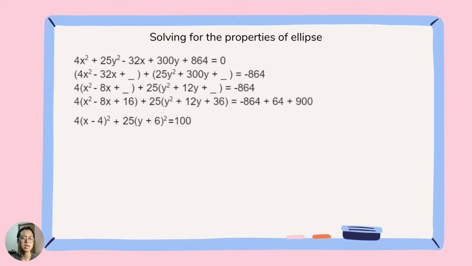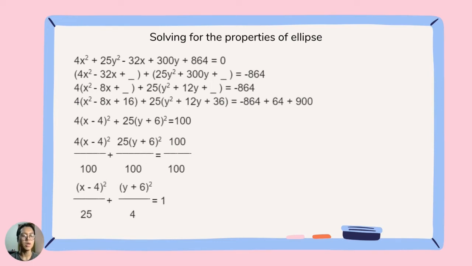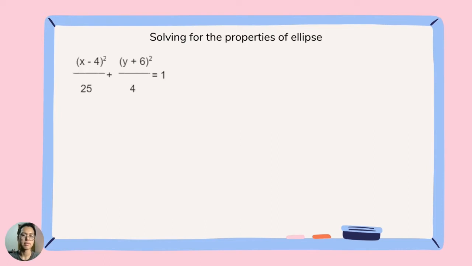We can then factor them out into perfect squares and perform necessary operations. So we now have 4 times (x minus 4) quantity squared plus 25 times (y plus 6) quantity squared equals 100. A standard equation of ellipse should be equal to 1. So we divide 100 by itself. And again, laws of equality. So we also divide the left-hand side with 100. So it would become (x minus 4) quantity squared all over 25 plus (y plus 6) quantity squared all over 4 equals 1. Now we have the standard equation of the ellipse.